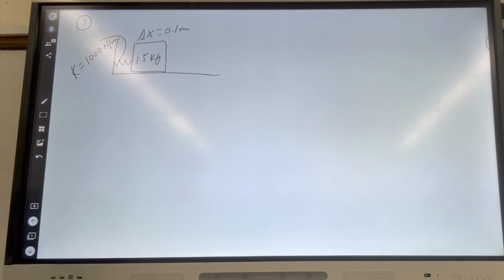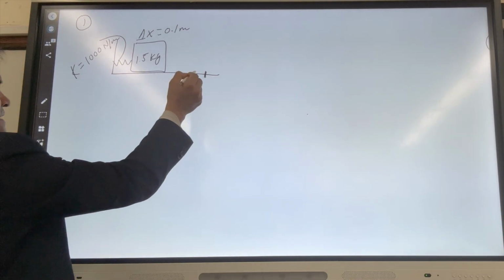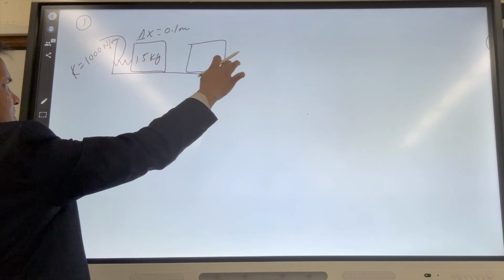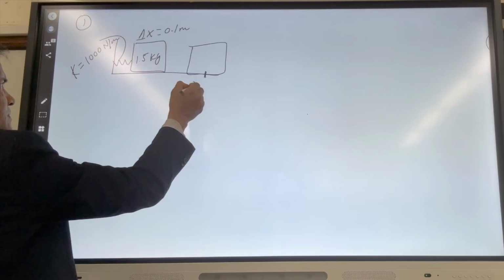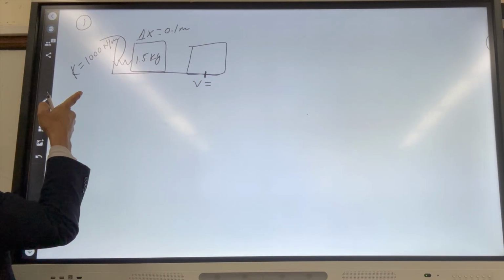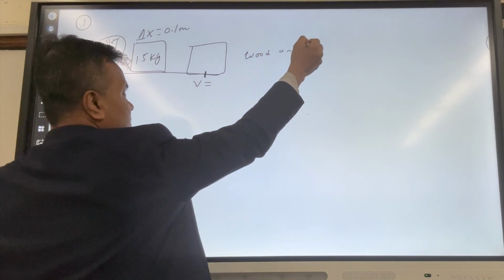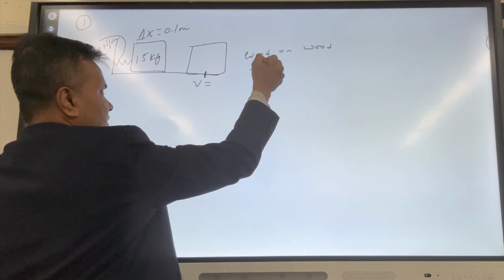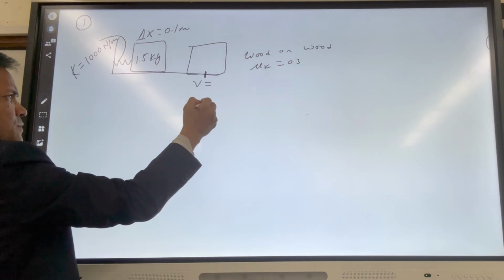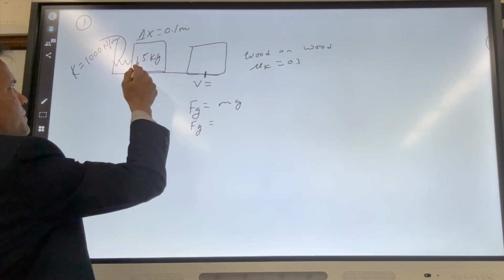All right, I want you to find the velocity when the box is at equilibrium, right? The box is going to be at equilibrium. So what would be the velocity? A few things. First, this is wood on wood. What does that mean? Mu K is 0.3. First find the weight. Weight is what? mg. M is 1.5.